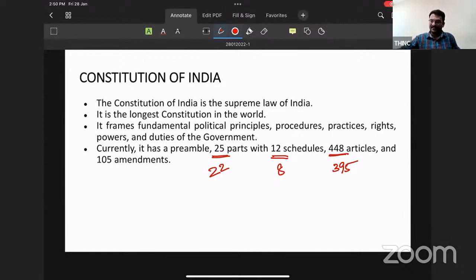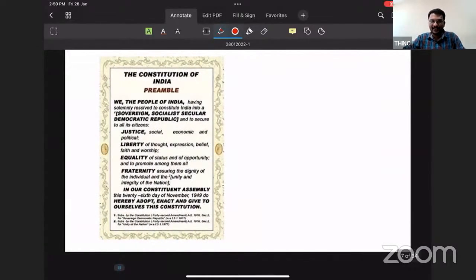Now we can look into the structure of the constitution from the starting chapters. We can start from the preamble. This is the preamble of the Indian constitution. The US constitution also starts with a preamble in the same way, so we can say it is something adopted from the US.